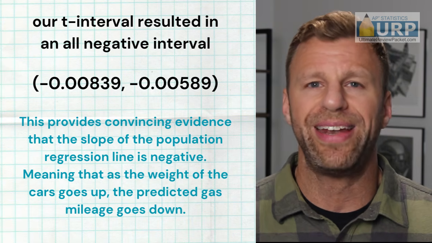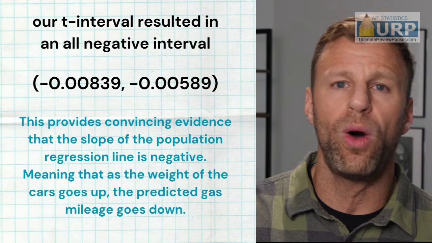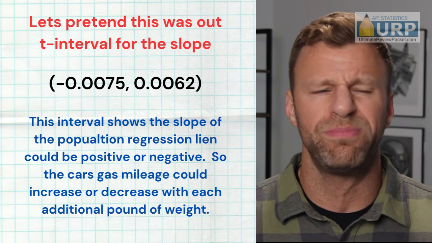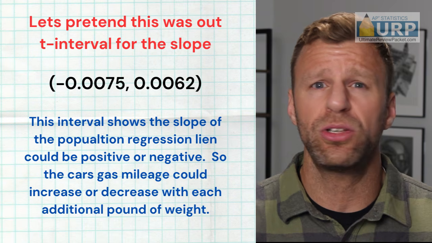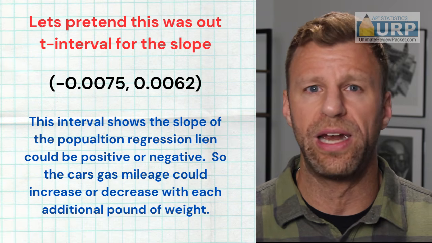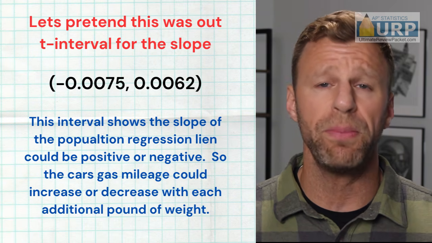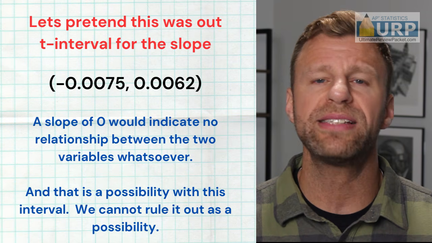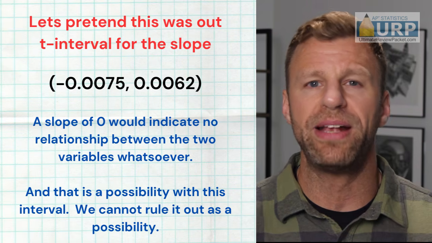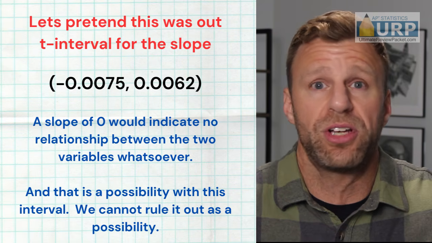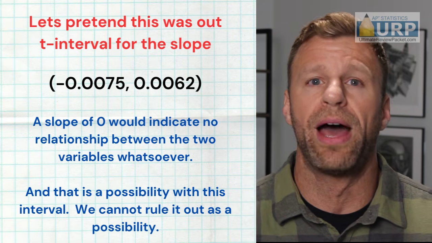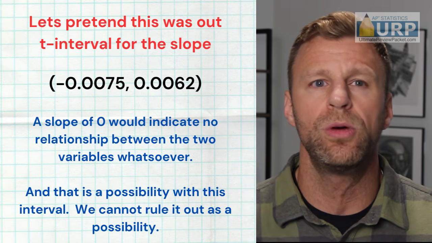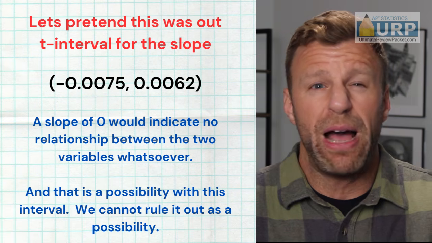Now, let's just pretend that the interval went from a negative on one side to a positive on the other, meaning that 0 is in the interval. Well, that can mean there's absolutely no relationship between the weight of a car and the gas mileage. Because if the possibility exists that your slope could be 0, that is a straight horizontal line. That means as x goes up, y doesn't go up or go down. It doesn't really matter at all. So when you have 0 in your interval, it gives you reason to think that there might be no difference.